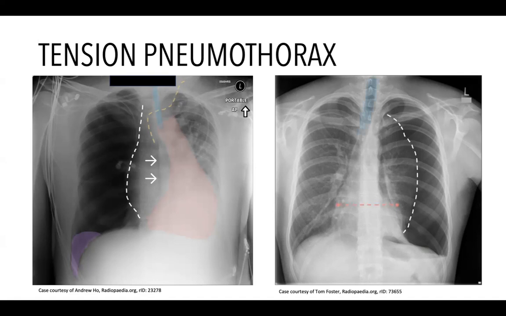This chest X-ray was taken with the patient in the upright position, which may shift the intrathoracic air downward versus an image taken in the supine position. Notice the diaphragm on the affected side is flattened due to this ipsilateral increasing pressure.